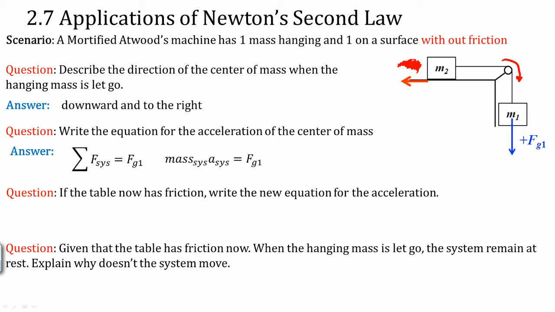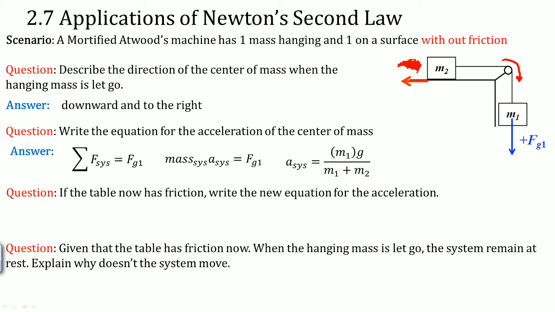Okay. The mass of the system is m1 plus m2. So to solve for it, we divide by that. So the acceleration of the system is defined by the force of gravity on the hanging block, m1. So it's m1 times g divided by the system's mass, m1 plus m2.